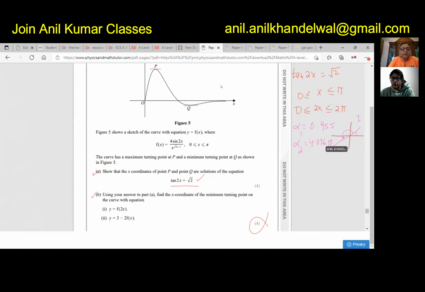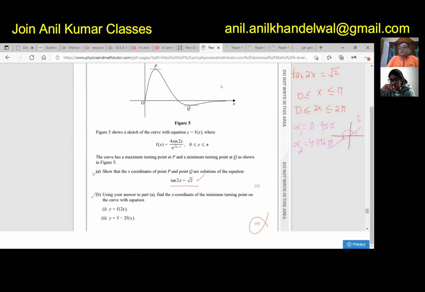Now they're saying the curve has a maximum turning point at P and a minimum at Q as shown in the figure. Show that the x-coordinates of points P and Q are the solutions of this equation, tan 2x equals square root 2. So at least we know what we need to show. You get the idea? Yeah, but sir, just a quick thing. The 2 angles that we just found are the values for 2x. So do we need to find x? Yeah, you need to find x.